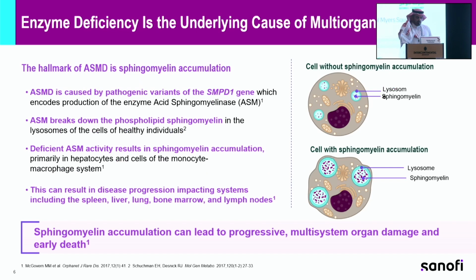So the pathophysiology of ASMD: it's caused by a pathogenic variant of the gene SMPD1, which codes for the enzyme acid sphingomyelinase, which has a role in breaking down the phospholipid sphingomyelin, which is in the lysosome. So deficiency of this enzyme can lead to accumulation of sphingomyelin in the hepatocyte and monocyte-macrophage system, which can cause multi-system progression in the spleen, liver, lung and bone marrow.